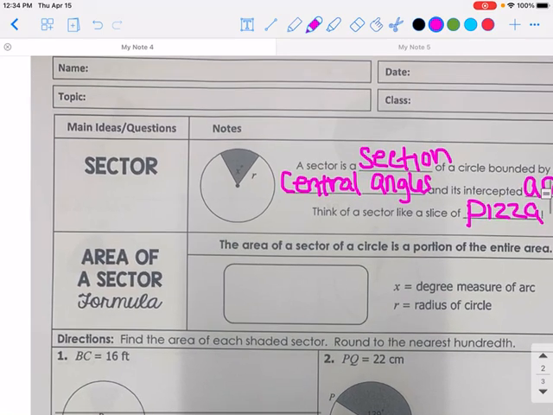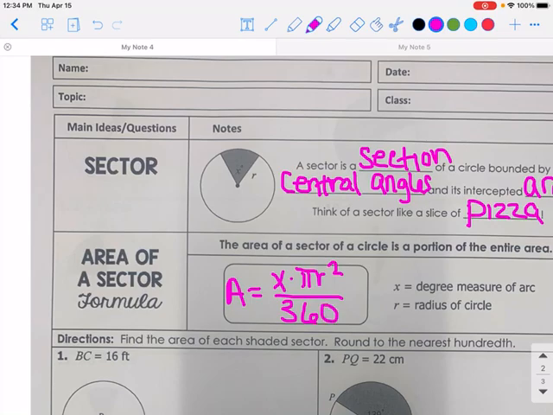There is a formula. So area of a sector is equal to x, which is the degree measure of the arc, times the area of the circle, pi r squared, all divided by 360.